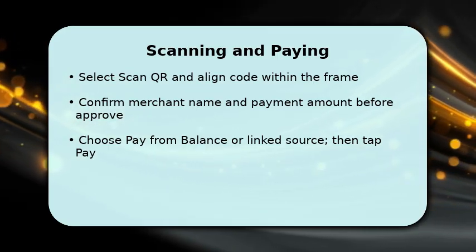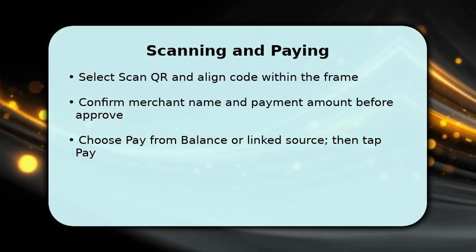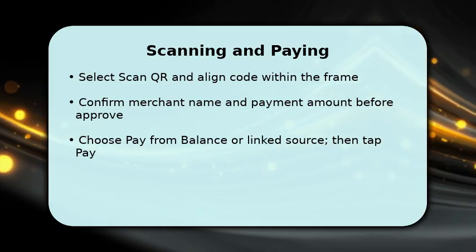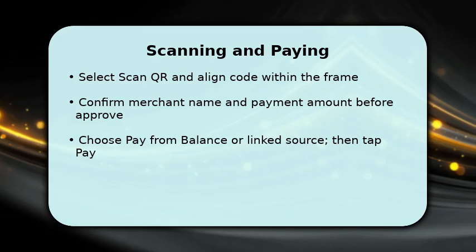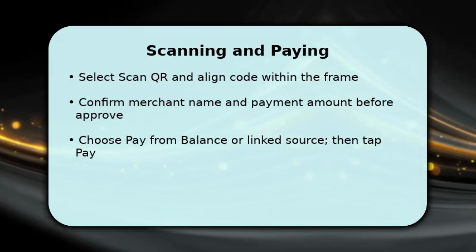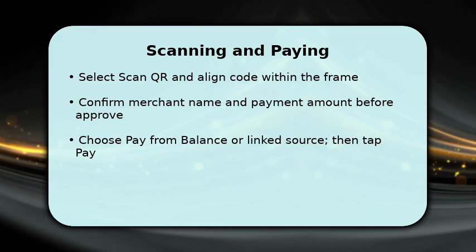If the merchant didn't enter an amount, type the exact value yourself and review it. Then choose your funding source, Gcash balance or linked bank, because that affects fees and limits. Finally, tap Pay and enter your MPIN.